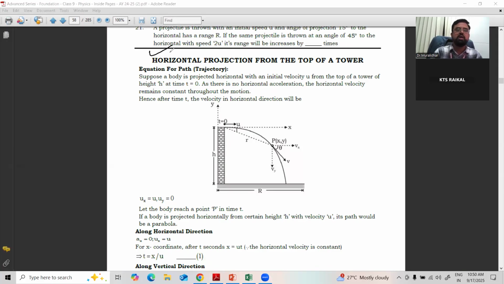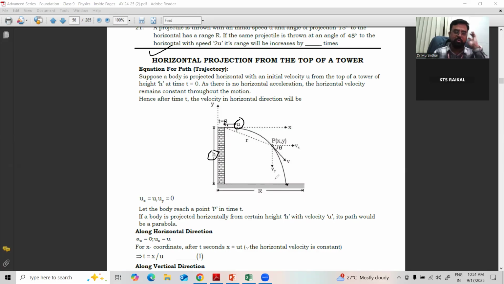Horizontal projection from the top of a tower. Suppose this is a tower with a height of h. We are here, projecting the body. We are not dropping the body, because dropping means freely falling. We are applying some force, some velocity u, and projecting in the direction of x. What happens? The body will follow a path like this and strike here. This is called the horizontal range.